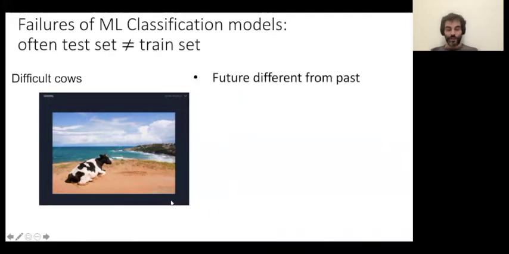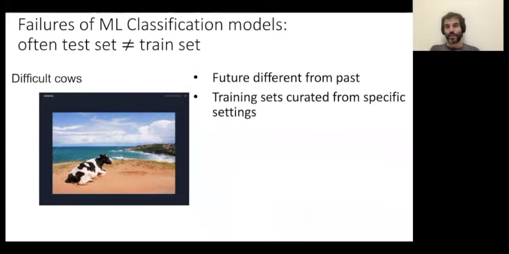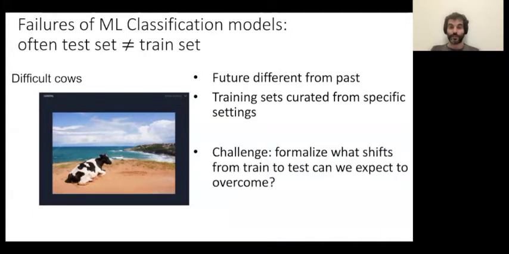And this is not some edge case, because first, the future is usually different from the past. So if you work with any data from the past and you expect to apply your model to data from the future, your future might be different and distributions might shift. Often in machine learning, we use training sets that were curated from some specific setting, right? It's not always easy to get a labeled training set, but the task of setting up a training set in itself induces some biases in our training set that might not be reflected in the test.